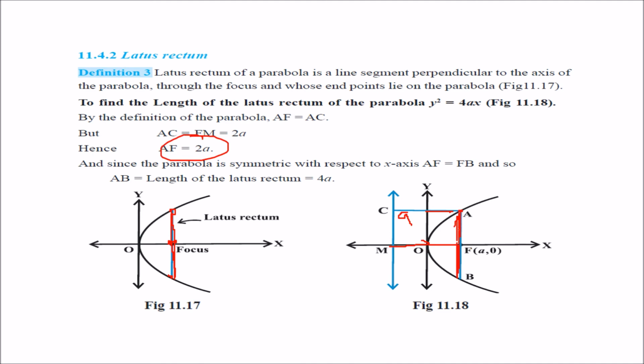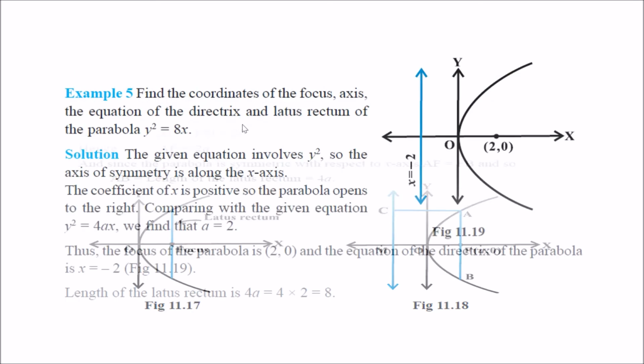Actually, what I am saying is that this point is equidistant from this point and this point. This is a, this is also a. From here to here a, here to here a. So how much is this? 2a. And because this is 2a, this has to be 2a because of the definition of the parabola. So again these are symmetric, so it has to be 2a. So the length of the latus rectum will be 4a.